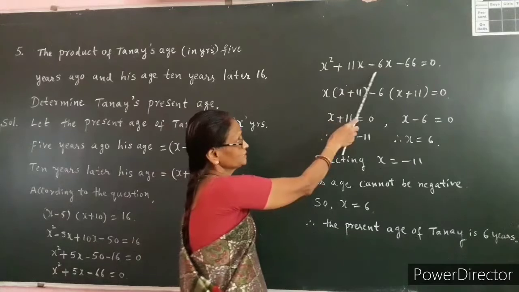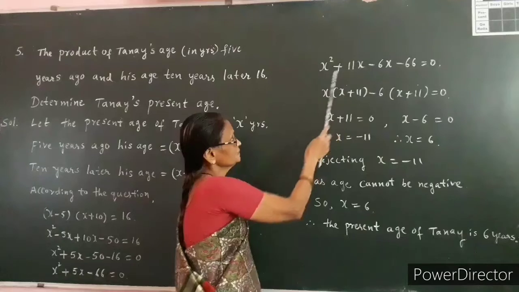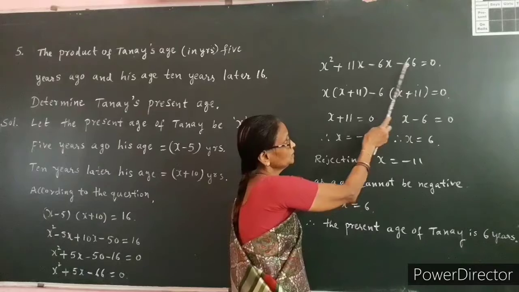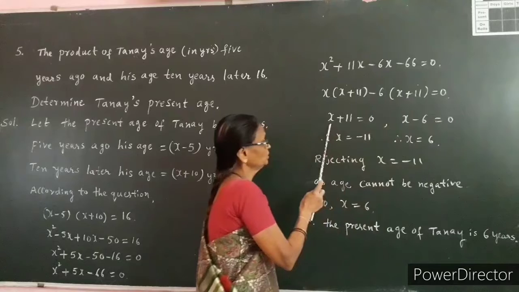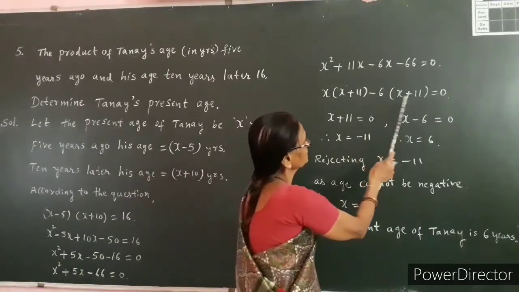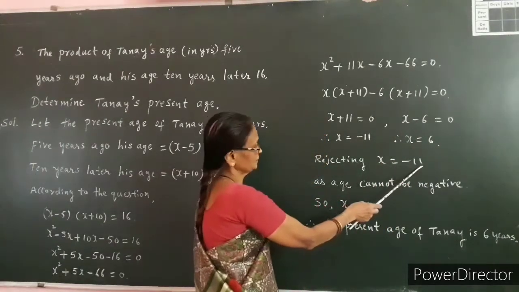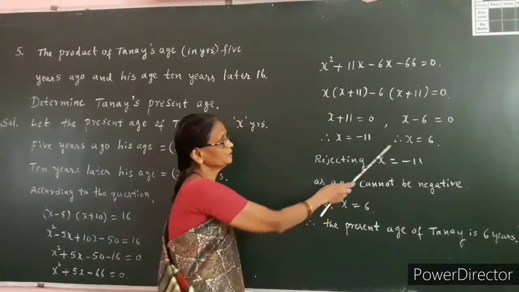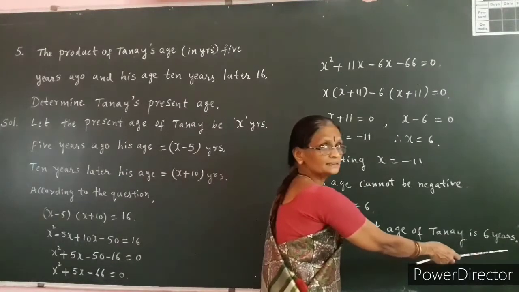x squared plus 11x minus 6x minus 66 equals 0. The common factor is x into (x plus 11) minus 6 is the common factor of these two. So (x minus 6)(x plus 11) equals 0. Now x plus 11 equals 0, therefore x equals minus 11; x minus 6 equals 0, therefore x equals 6. Rejecting x equals minus 11, as age cannot be negative, we have to take x equals 6. Therefore the present age of Kanan is 6 years.